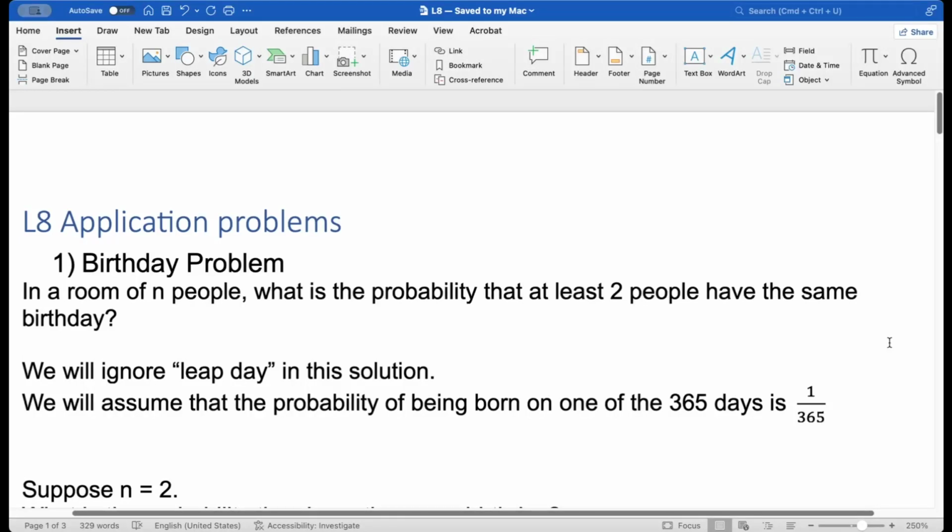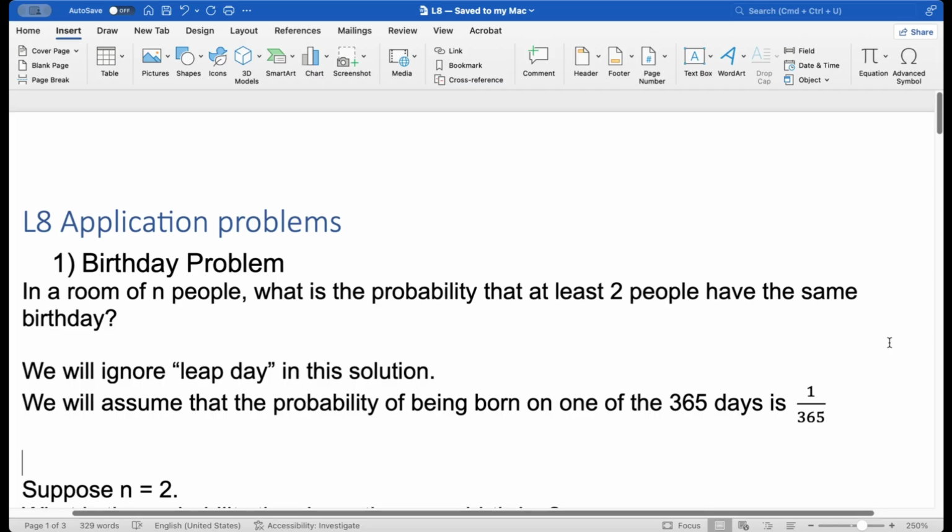Hello, welcome to Lesson 8, some application problems. This first problem is called the birthday problem. The statement is, in a room of n people, what's the probability that at least two people will have the same birthday? In this context, we're talking about month and day and not year.